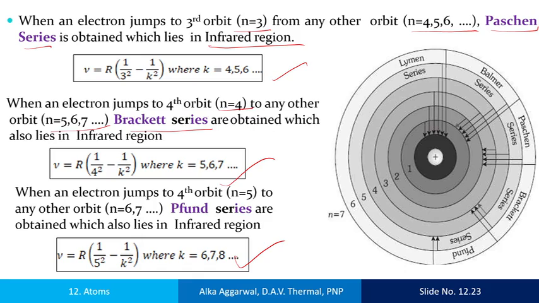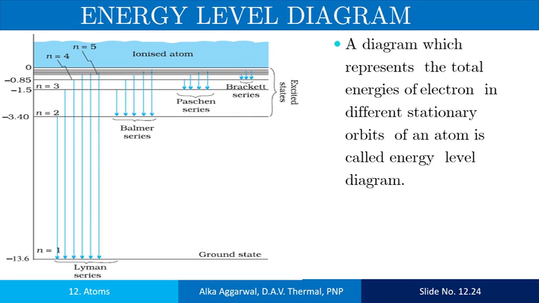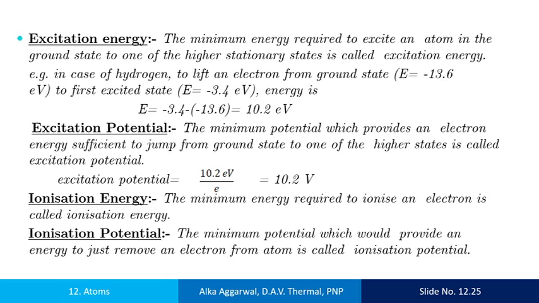This is an energy level diagram. Now see, in the case of the Lyman series, the electron jumps from the second orbit, third, fourth, fifth, sixth and so on to the first orbit. In the Balmer series, the electron jumps from the third, fourth, fifth, sixth, seventh to the second orbit. In the Paschen series, the electron jumps from the fourth, fifth and sixth to the third orbit and so on. An energy level diagram represents the total energies of the electron in different stationary orbits of the atom.